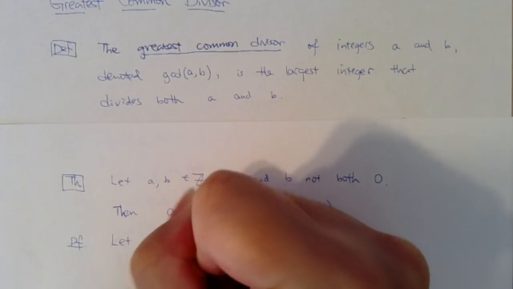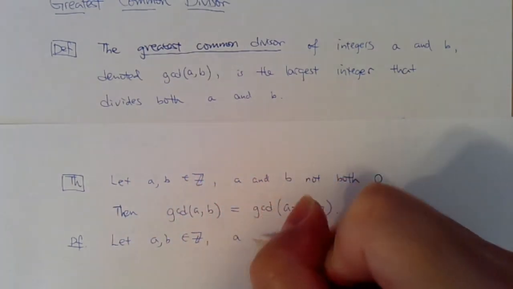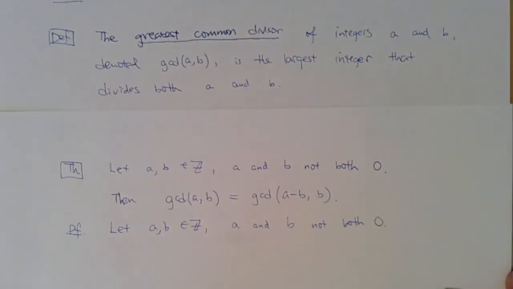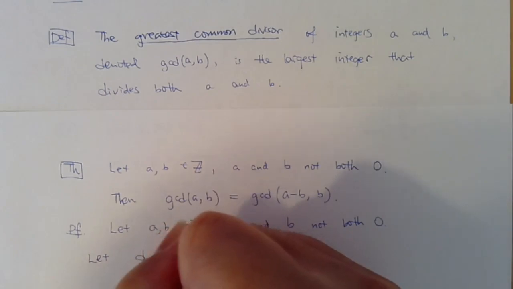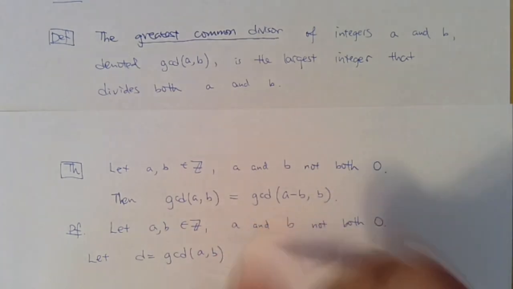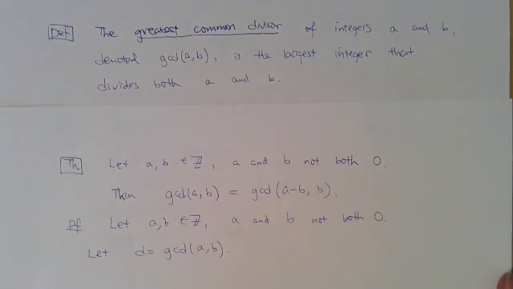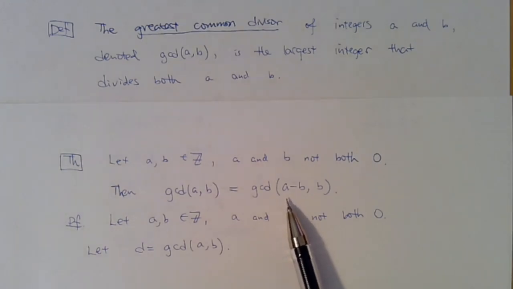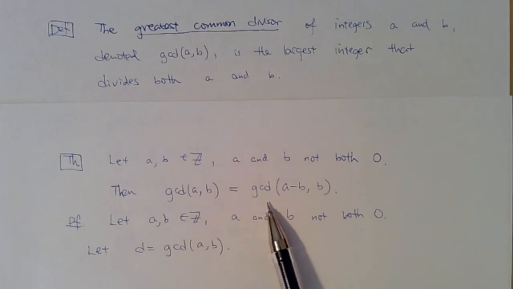So as usual, we'll state some upfront assumptions. I'm simply copying the same assumption from above, and then I would start by going one way. So let D equal the GCD of A, B. My goal is to show that D is less than or equal to the GCD of A minus B, B. So I want to somehow show that D is some divisor of A minus B and B. And as long as it's some divisor, then it's less than or equal to the greatest common divisor.